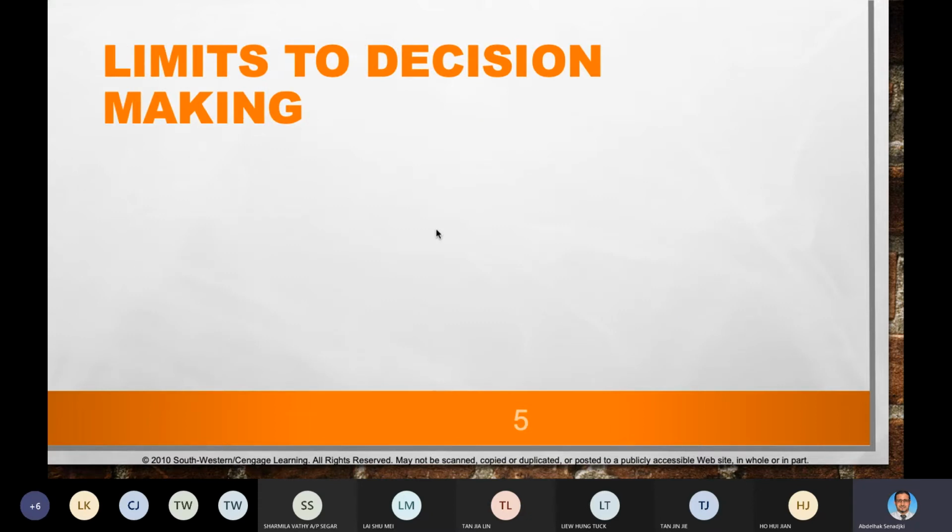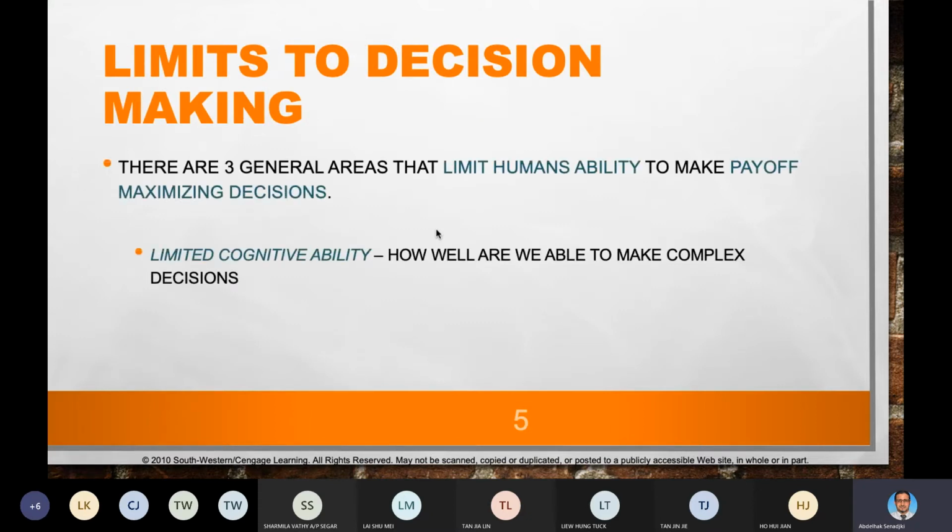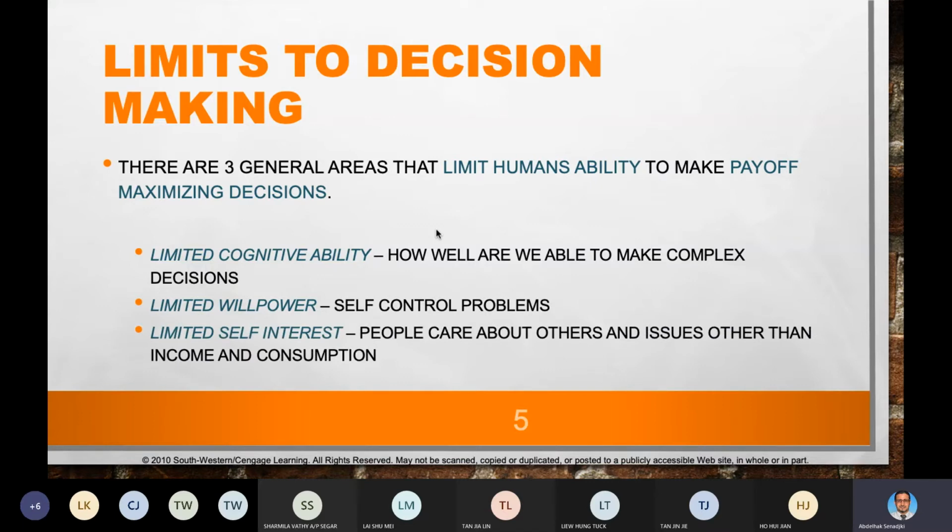So what are the limits of decision making? There are actually three general areas that limit human ability to make payoff-maximizing decisions. The first, limited cognitive ability. Second, limited willpower or self-control problem. And the third, limited self-interest, or people care about others and issues other than income and consumption.